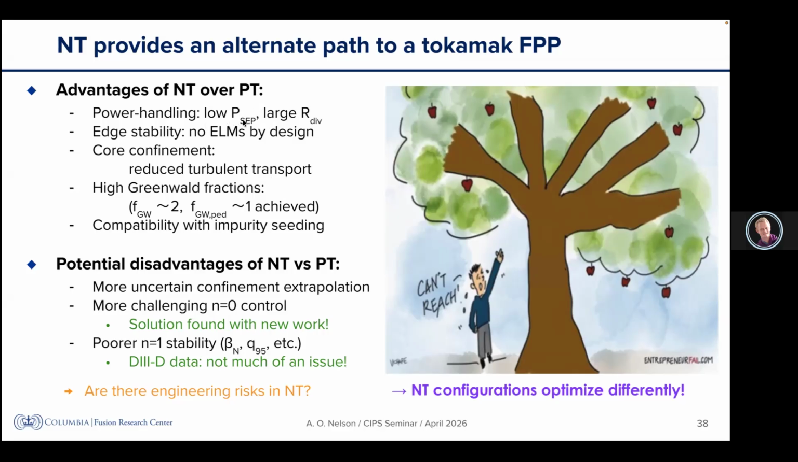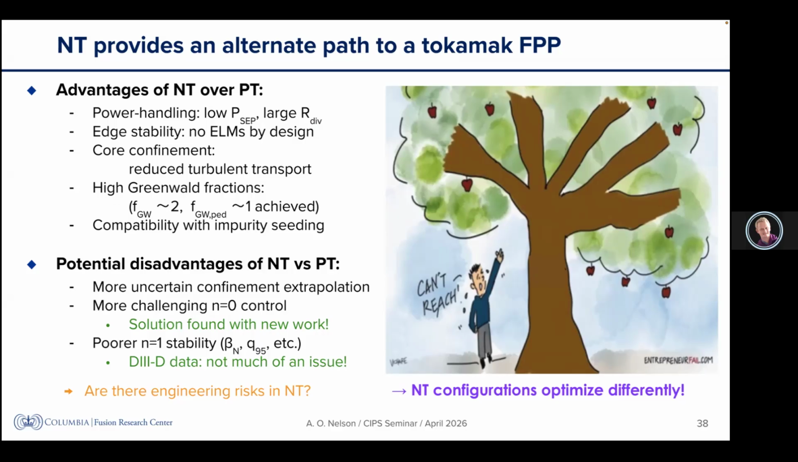We have lower power going to the scrape-off layer, larger R for a divertor. We don't have ELMs. The core confinement is actually a little bit better. We're able to get higher densities. I didn't talk about this, but it has much better compatibility with impurity seeding, which is another way to reduce your power because it flushes out all the density. There are still some disadvantages.